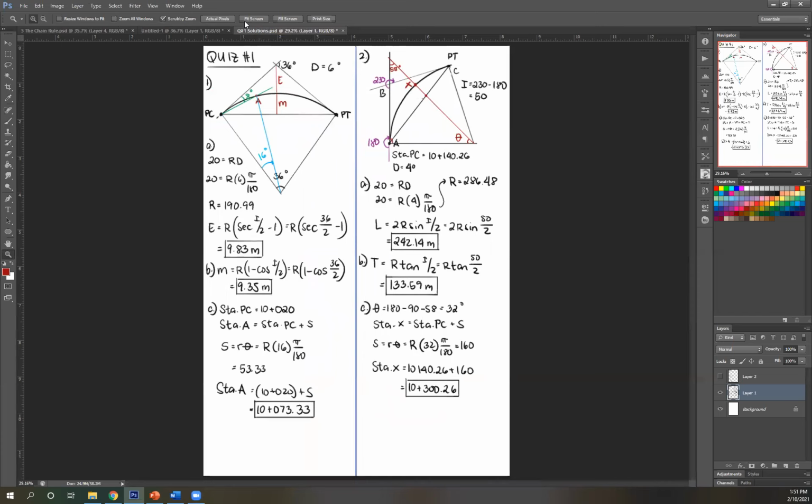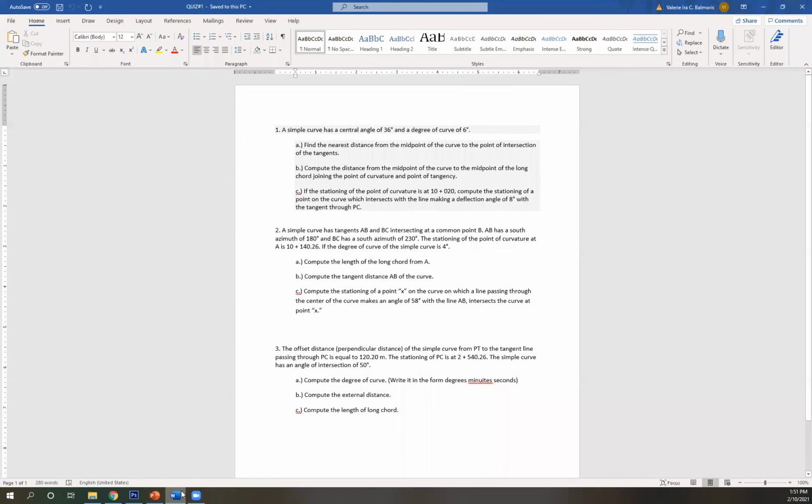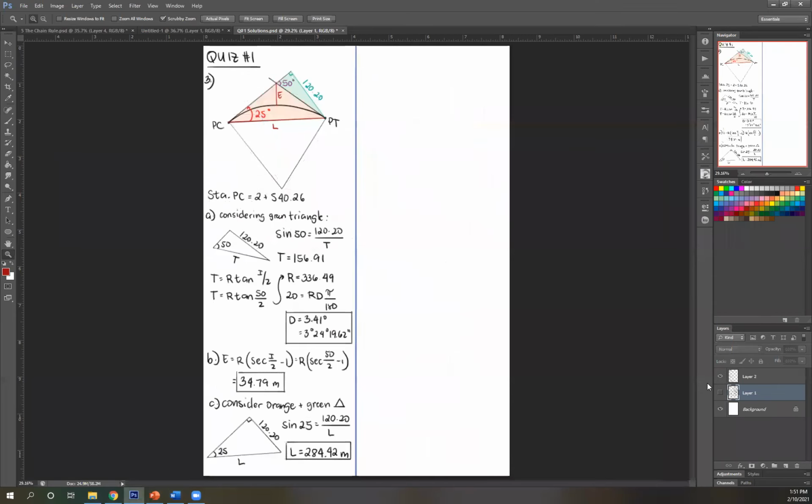Okay. Let's move on to number 3. The offset distance, or perpendicular distance, of the simple curve from PT to the tangent line passing through PC is equal to 120.20. The stationing of PC is at 2 plus 540.26. The simple curve has an angle of intersection of 50. Let's start with letter A. Compute the degree of curve. We're looking for degree of curve now.